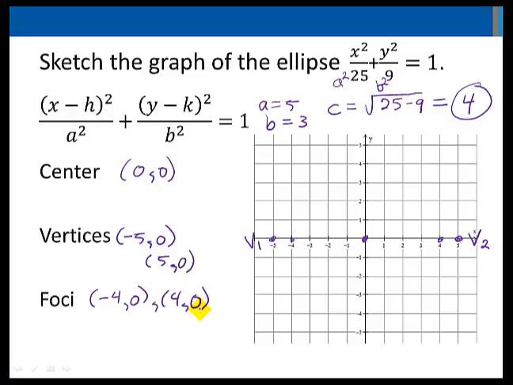Okay, so we still haven't used b here, but we use b. b is our distance along the minor axis, so we go up 3 units from the center, down 3 units from the center, and then we can just connect these dots to draw our graph of an ellipse. Okay, and there we have it.